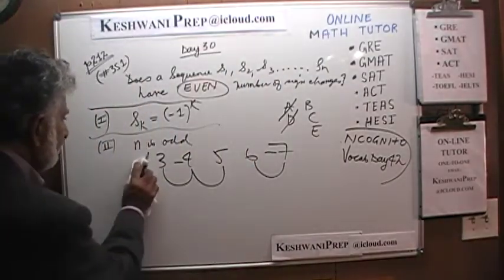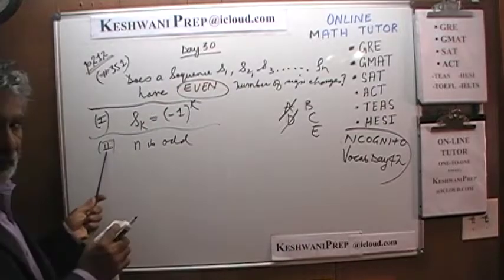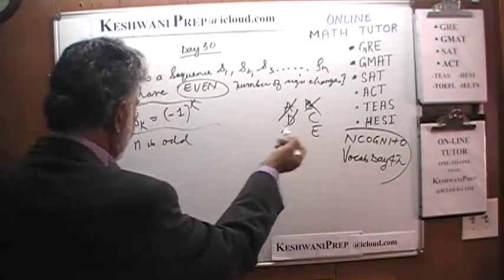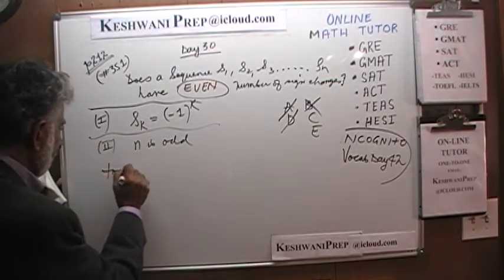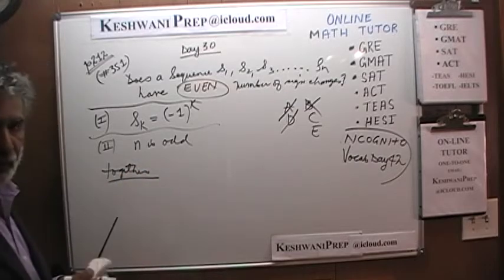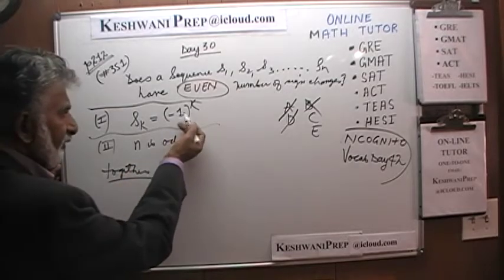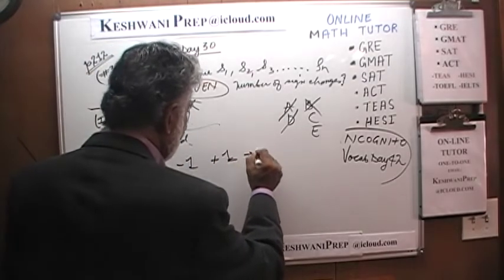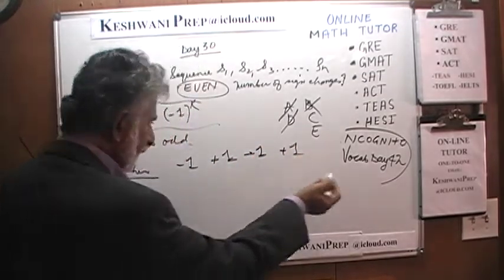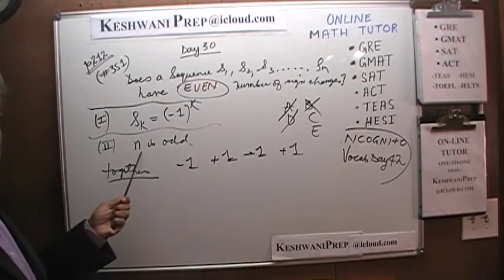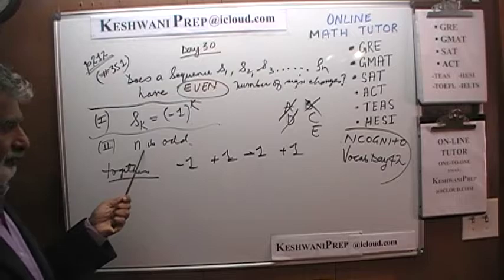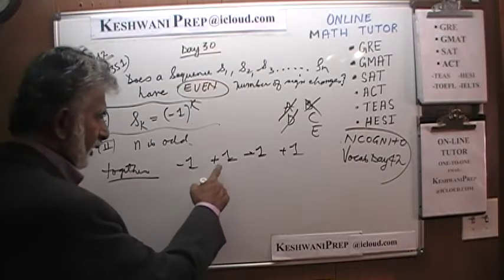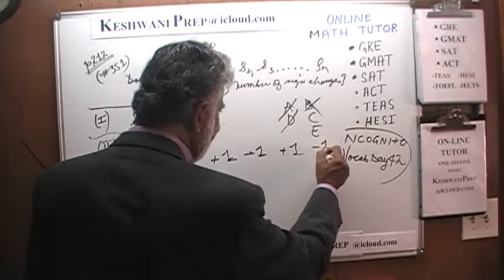But when we put the two statements together, the second statement by itself does not do the job. But if we put them together, now of course we can answer the question very easily. This tells us what the form is. It goes from negative 1, positive 1, negative 1, positive 1, and so on and so forth. It just goes on forever. And this tells us that we have an odd number of terms. If we have an odd number of terms, here we have 4: 1, 2, 3, 4. We need one more.